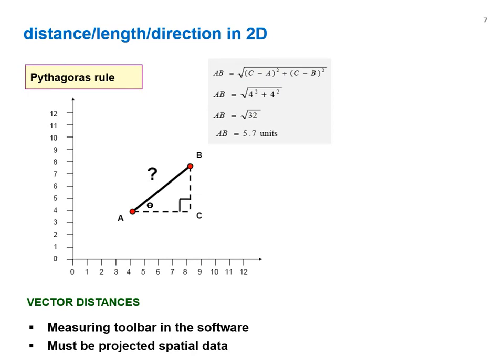For example, if we know the coordinates of the starting point and the ending point of a line, then Pythagoras' theorem can be used to find the length of the line. This functionality is usually present as a button or menu item in the GIS software. Note that the data must be in a projected coordinate system for this measurement to make sense.